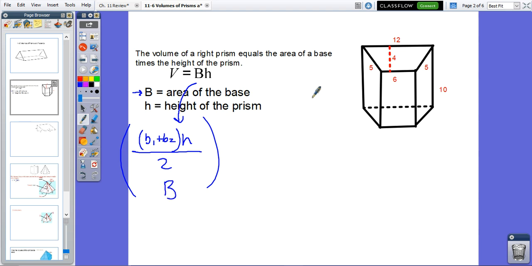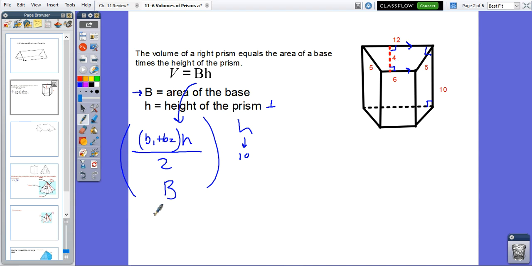That's the area of the base. Now, H is the height of the prism. The height has to be perpendicular, that's what the upside down triangle means, to both the bases. Perpendicular there, perfect. This is the height right here, the 10. So our H here is 10. But let's look at the base here, our trapezoid. If we remember the formula, it's base 1 and base 2. Base 1 and base 2 are the two parallel sides. The height is, again, the perpendicular distance between those two bases.